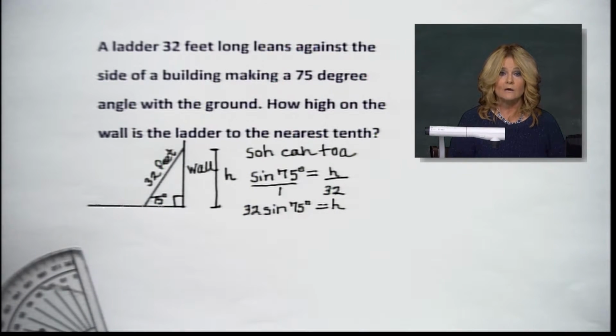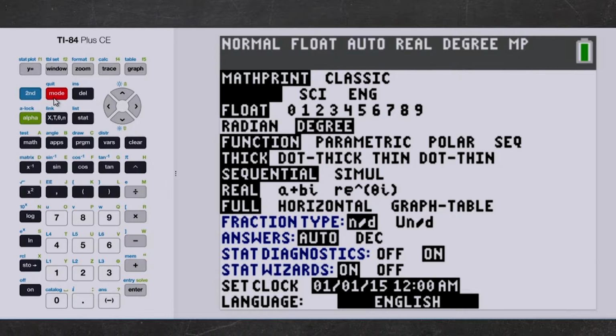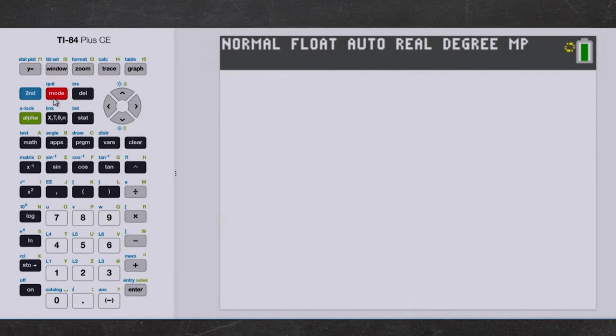Now we'll go to our calculator at this point, and the first thing that you'll want to do is check your mode. You want to make sure that you are in the degree mode in this particular problem. It's not in radians, but it's going to be in degrees because our angle was stated to be 75 degrees. So make sure you're in the degree mode, and I am, so I'm going to press second quit and come out of this.